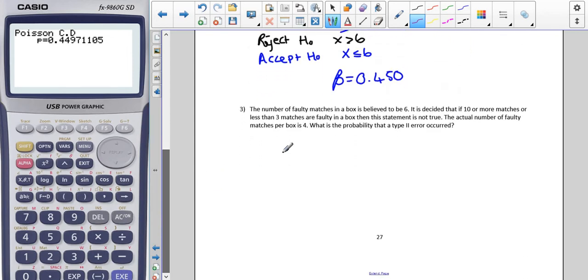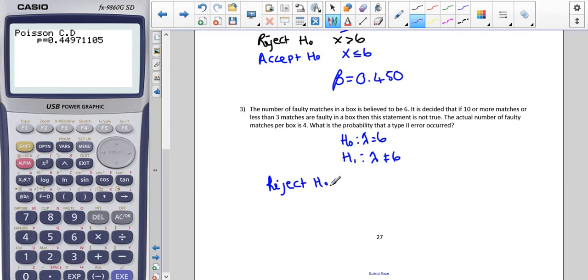On to the third example. The number of faulty matches in a box is believed to be 6. So this time we have a two-tail test. So lambda either is 6 or lambda is not 6 to begin with. It is decided that if 10 or more or less than 3 matches are faulty, then the statement is true. So again, we're being told the reject H0 region, which is that x is greater than or equal to 10 or x is less than 3.